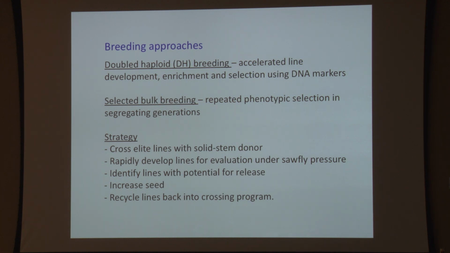Crossing elite lines, his leading Colorado lines, crossing them with solid stem donors. Rapidly developing lines to evaluate under sawfly pressure. Then identifying the lines with potential increasing seed, and then recycling the lines back into the crossing program. So hopefully having a continually increasing level of resistance.